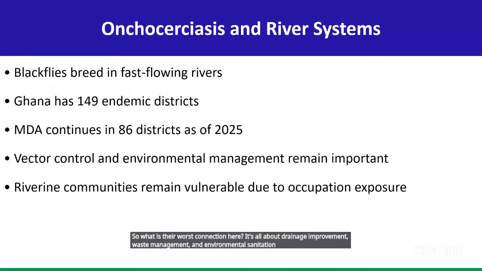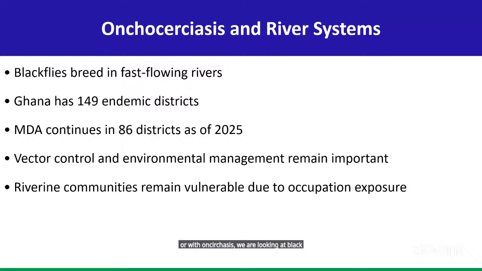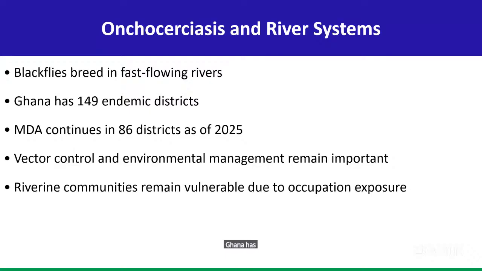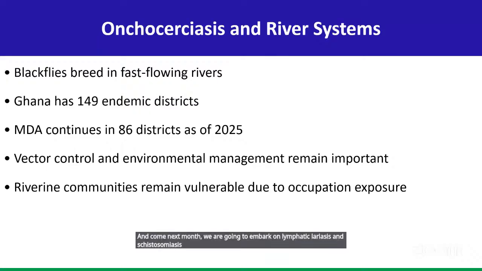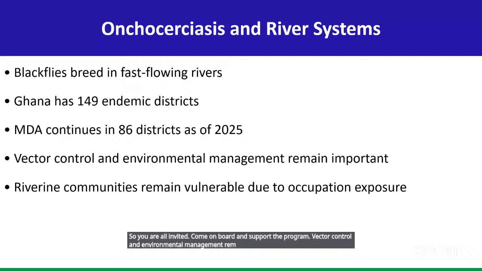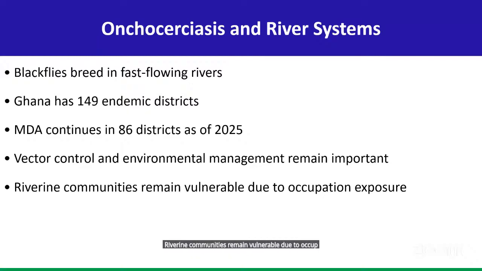With onchocerciasis, we are looking at black flies. We know that the flies breed in fast-flowing rivers. Ghana has 149 endemic districts. MDA continues in 86 districts as at 2025. And come next month, we are going to embark on onchocerciasis, lymphatic filariasis, and schistosomiasis integrated MDA. So you are all invited, come on board and support the program. Vector control and environmental management remain very important here. Riverine communities remain vulnerable due to occupational exposure.